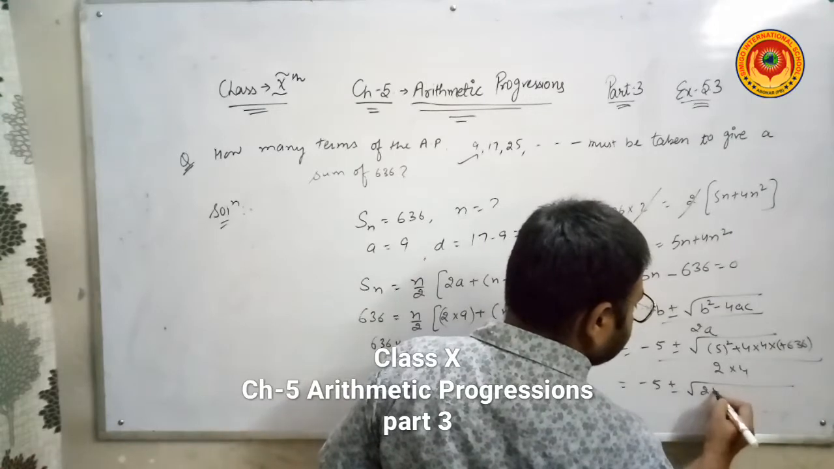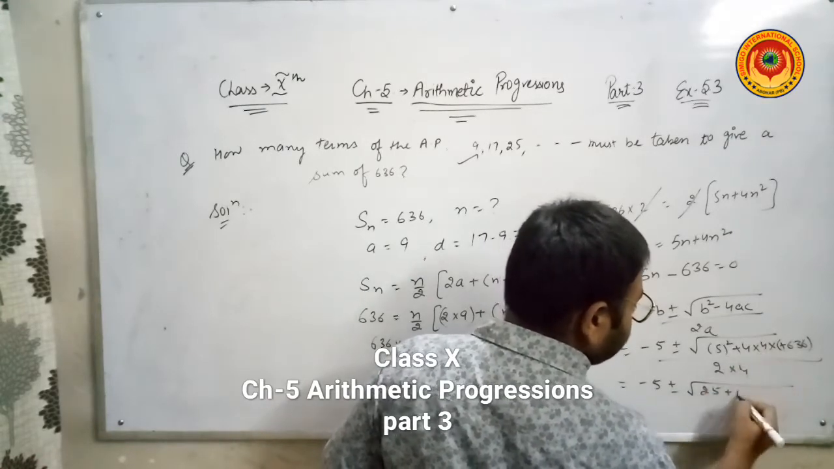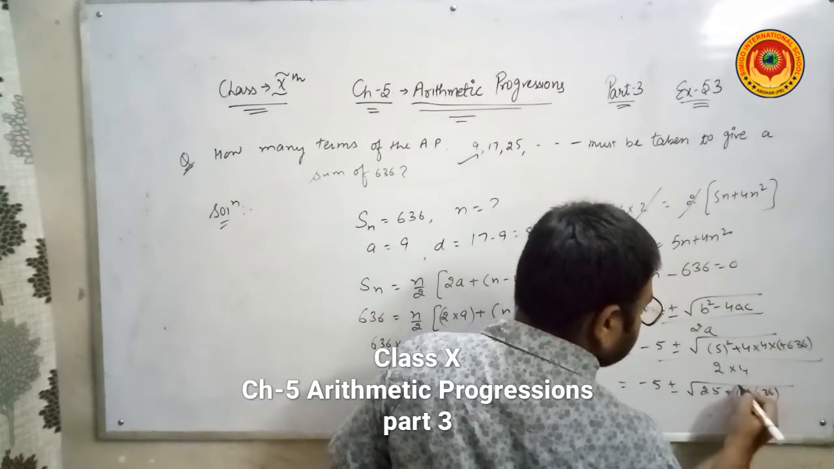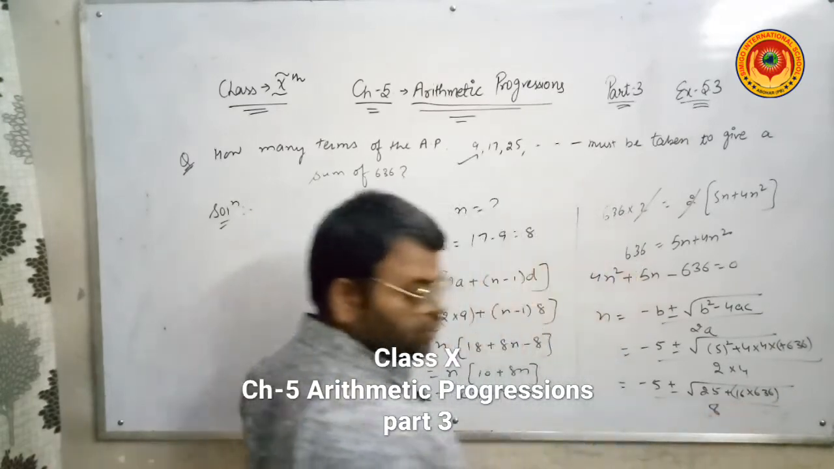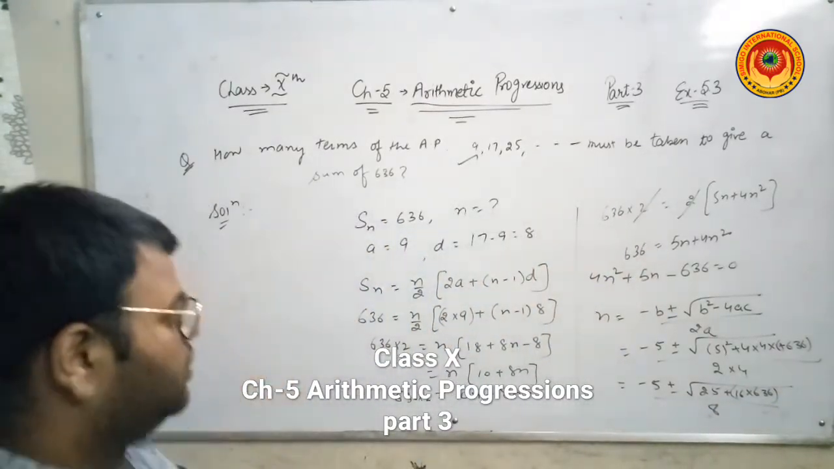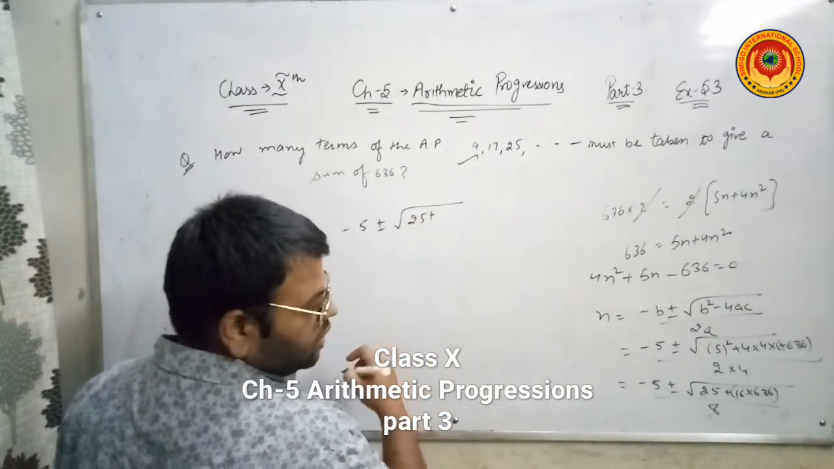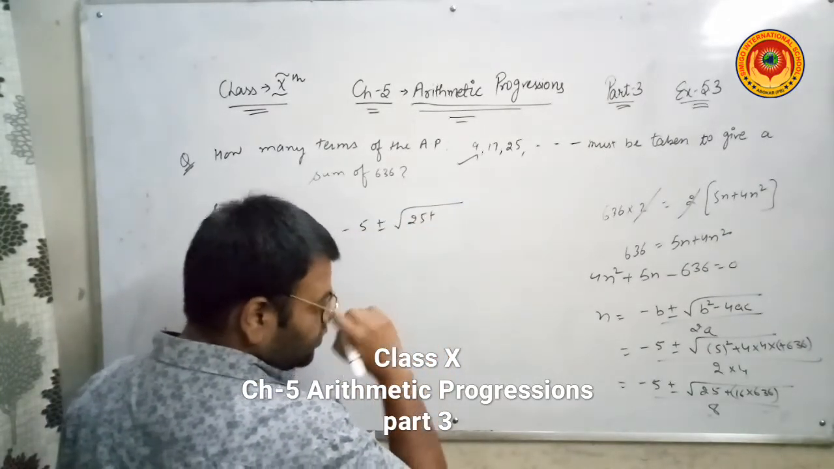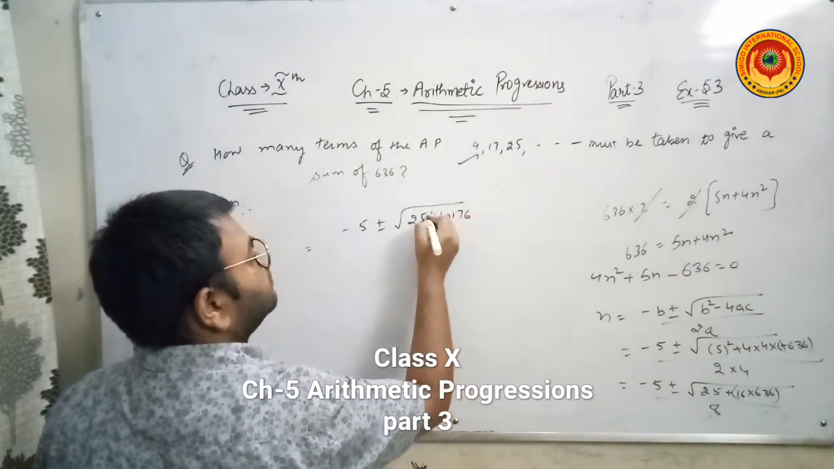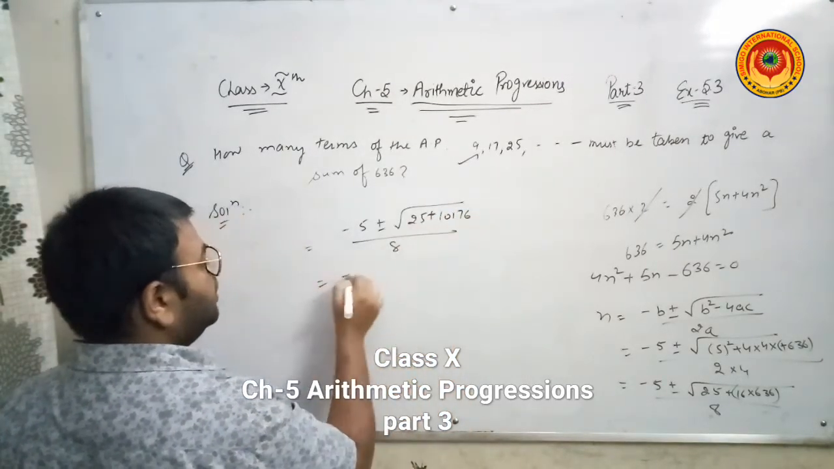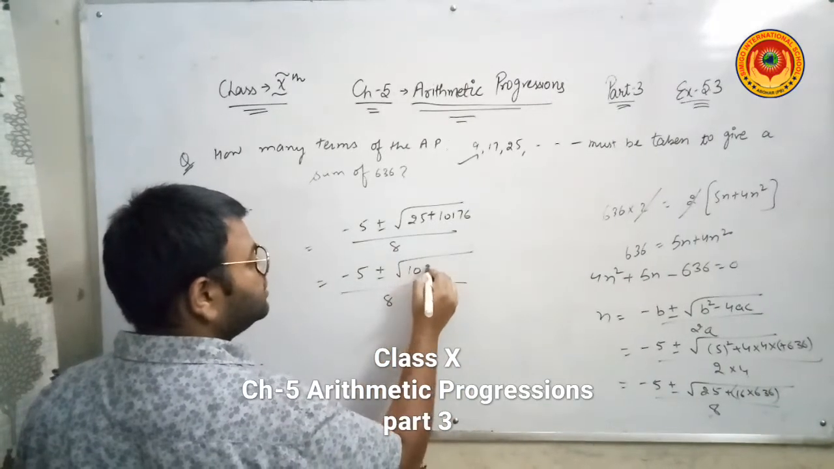Yes, 25 plus 4 4s are 16. 16 into 36, 36 upon 8. Do the calculations. Minus 5 plus minus 25 plus 16 into 6, 36. 10176 upon 8. Now what does it become?